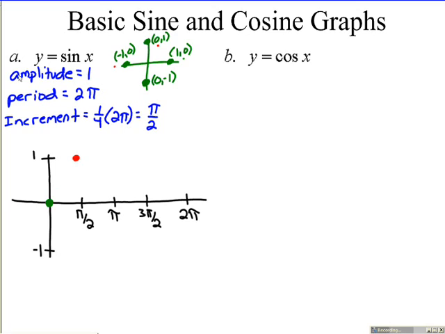Rotate to pi radians. Sine of pi radians is 0. So we have a point at 0 at pi. 3 pi over 2. Sine is -1. So at 3 pi over 2, we're down here at -1. When we get back around to 2 pi, our sine value again is 0.